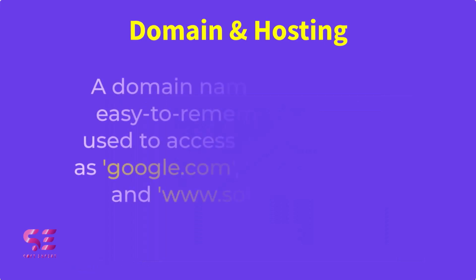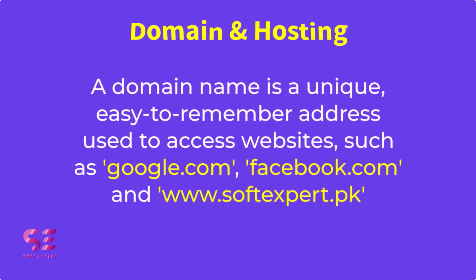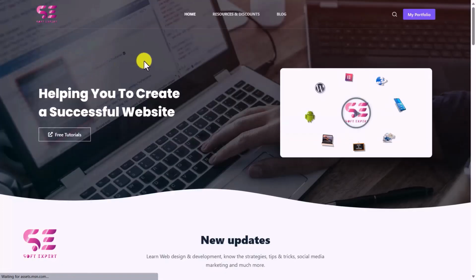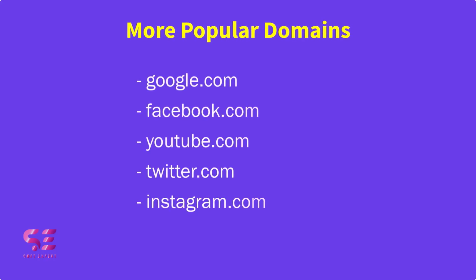And domain will be your website name, which will be unique, and after typing your URL, your domain name, people will land on your page. For example, if I open a new tab and I type softexpert.pk, this will take me to my website, and this is because this is my domain name and I have my website here. Another popular example of domain name are google.com, facebook.com, youtube.com, and so on.